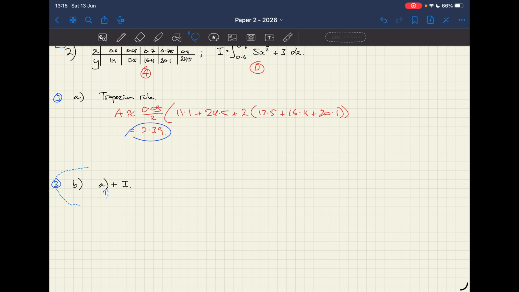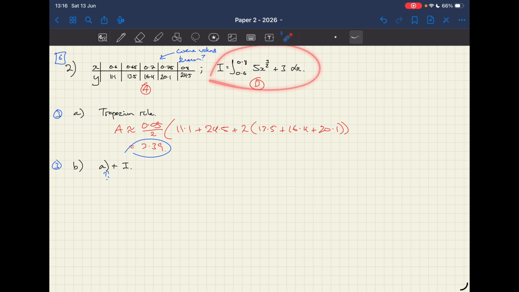Part B then. We wanted to take our answer from part A and add it onto the integration we need to calculate. Why we're doing that, I'm not too sure, but that's what all the mark schemes were saying. So let's do that. Fact number B. What's that going to tell us? Well, this was fact A telling us that, wasn't it? Fact B is going to tell us, when we do the integration, that I is going to be.